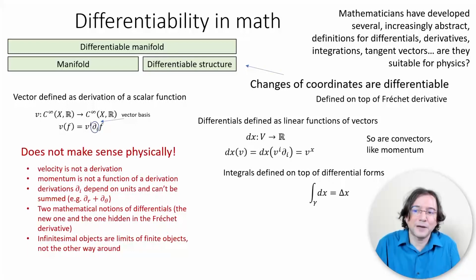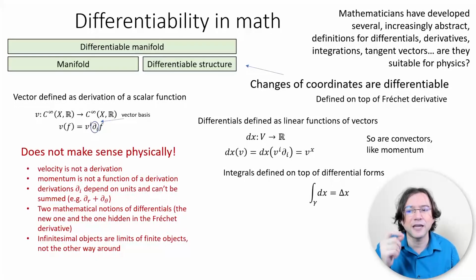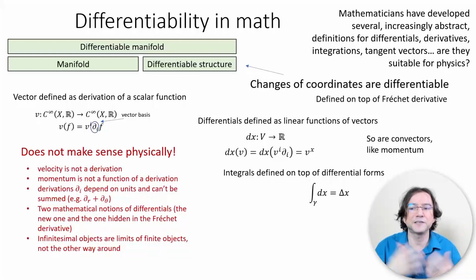Then momentum, by the same token, is not a derivation of functions. It's just a set of variables that we use to identify a state. That's what it is. The other issue is that the derivation depends on the units and can't be summed. So if we are in spherical coordinates, and we have r and theta, the basis vectors would be partial r and partial theta. These things cannot be summed, because they have different units. And so they are not even physically part of the same vector space.